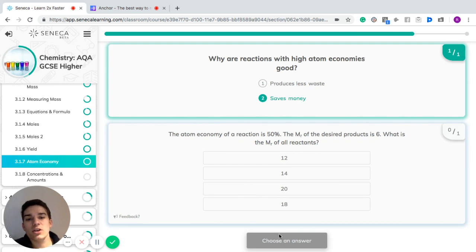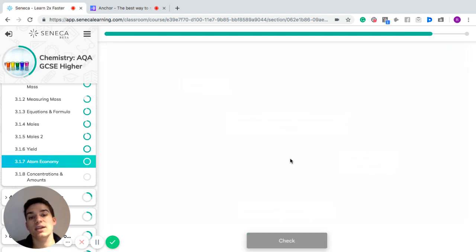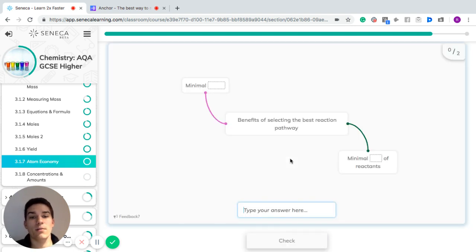The atom economy of a reaction is 50%. If the molecular mass of the desired products is 6, what is the molecular mass of all reactants? So it's 50%, that means 50% of the mass of the reactants turns into useful products. So we've got 6 grams, or molecular mass of 6, for the desired product. So 12 halved gives you 6. So it'll be 12 will be the molecular mass of the reactants.